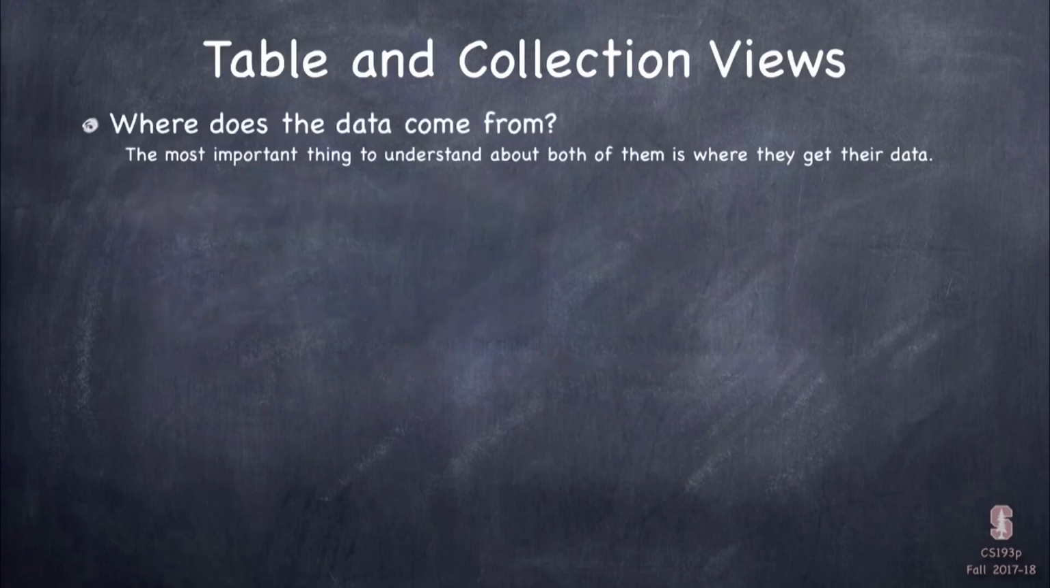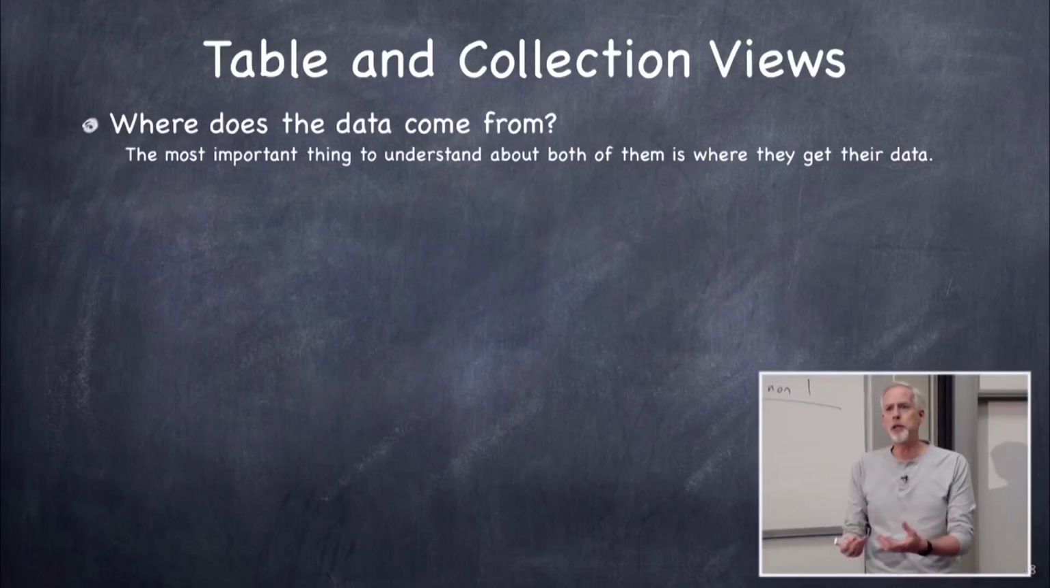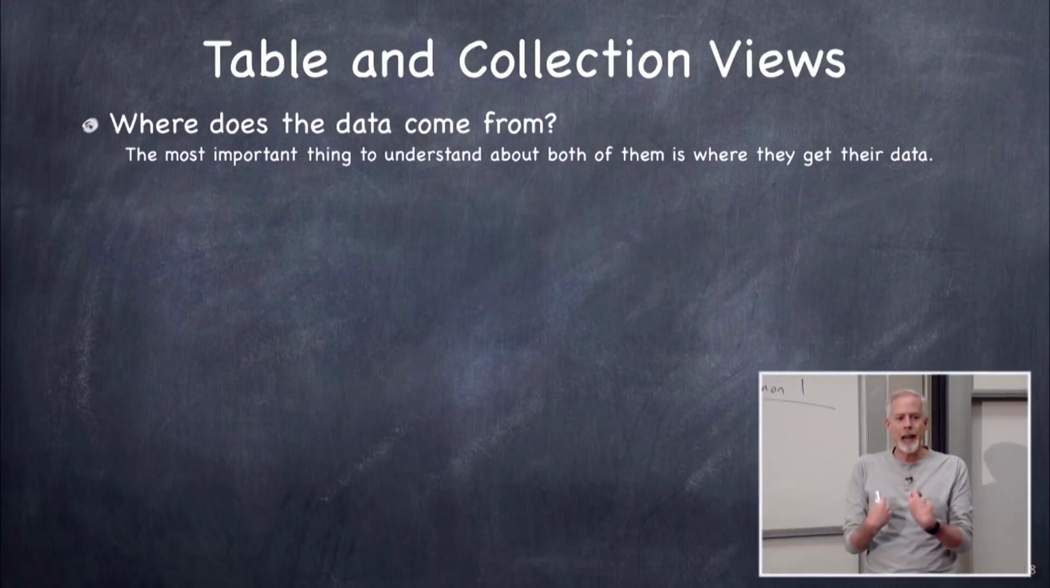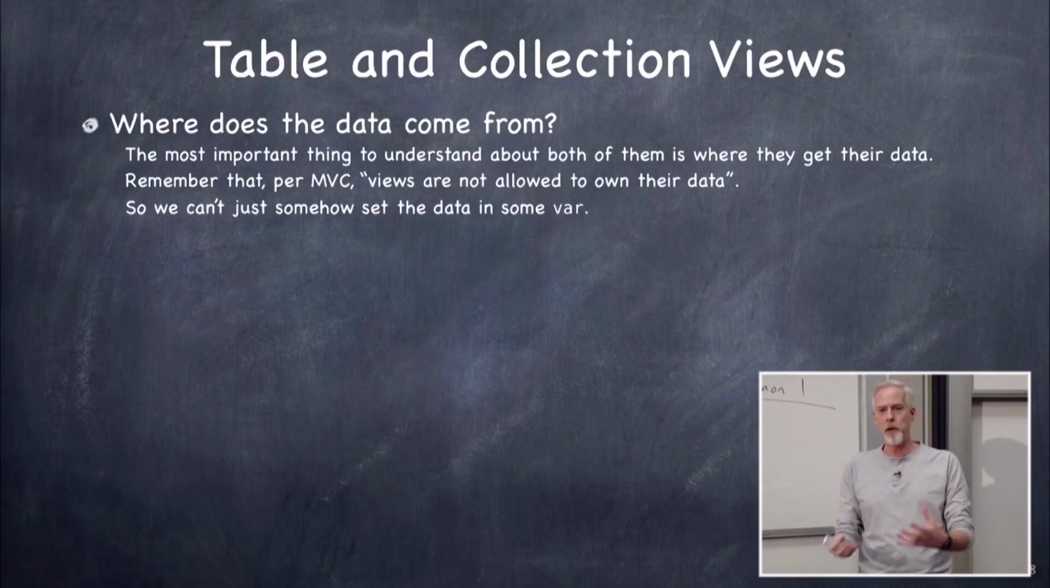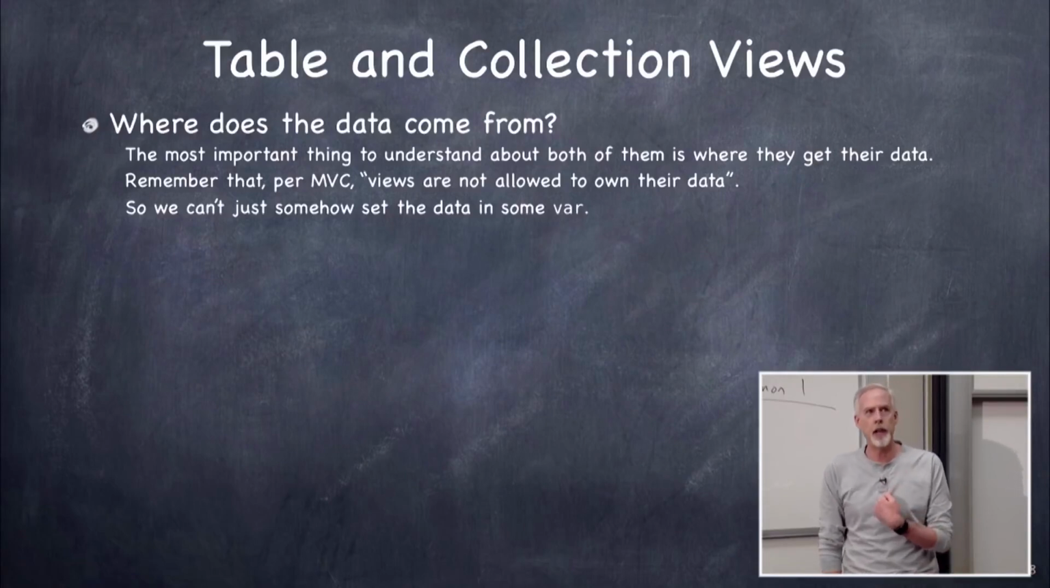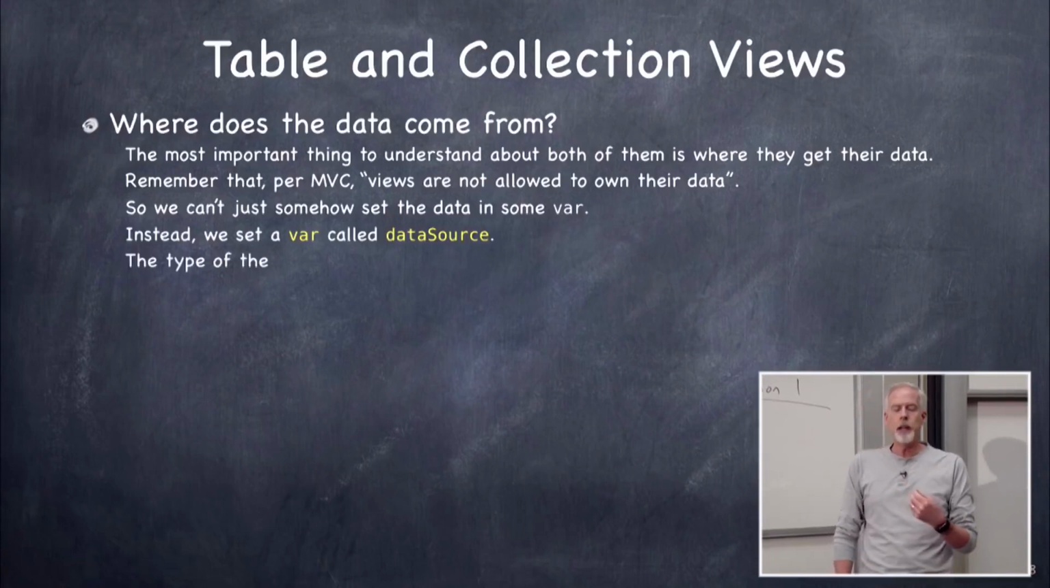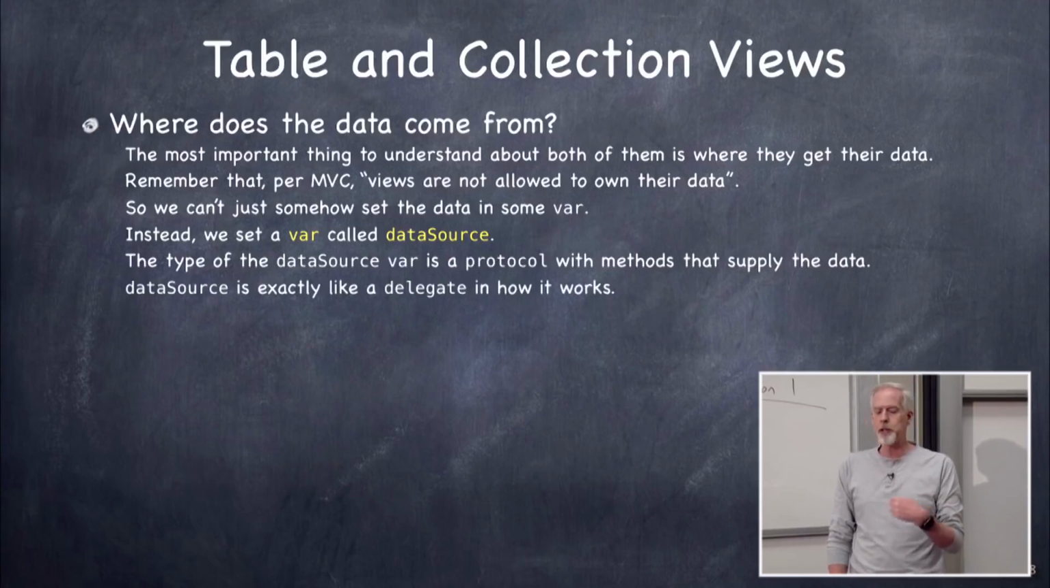So the most important thing to understand in the API for using these things is, where does the data come from? How do I get the data into my table? And we know from my MVC talk, views are not allowed to own their data. So we can't have a var in table view which is, here's the data. We can't just give it the data. The table view has to ask for the data. Okay, so it asks for the data in the same way as delegation.